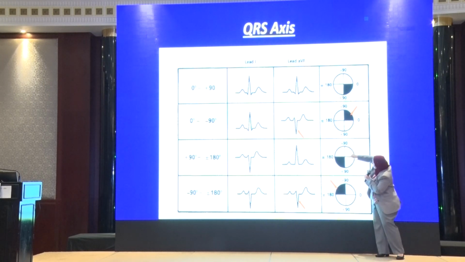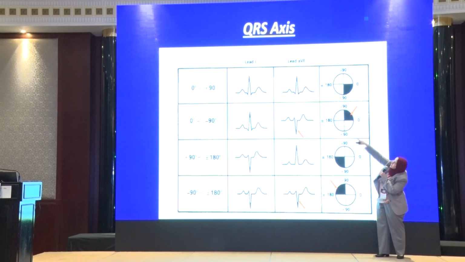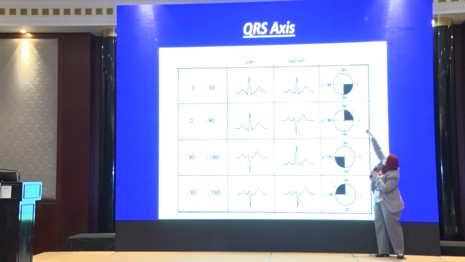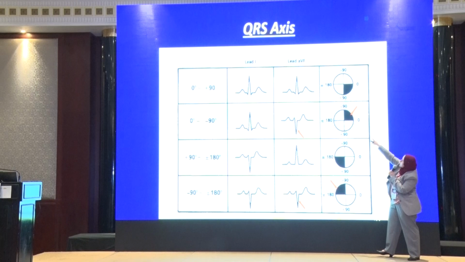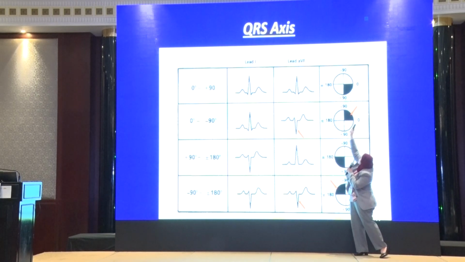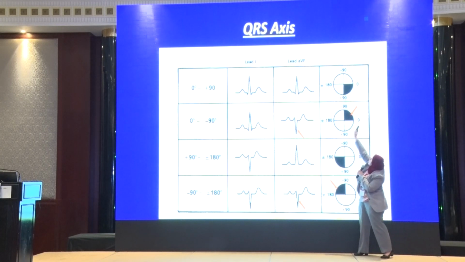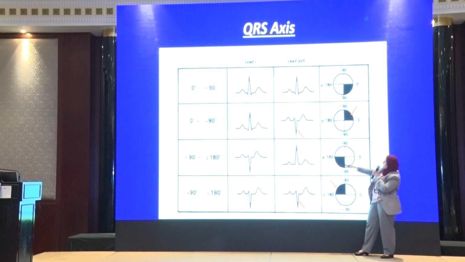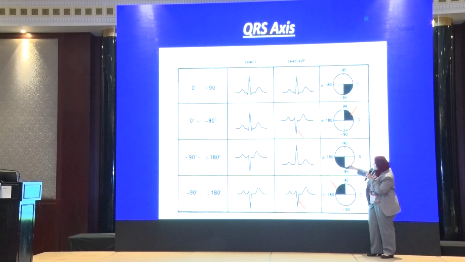And this represents lead 1 and this represents AVF. Okay, so in the first case, lead 1 is positive, so it's here, and lead AVF is positive, so it's down, so the axis is in this square. In the second one, it's positive in lead 1 and it's negative in AVF, so it's up. So this patient has left axis, okay? Here it's negative in lead 1 and positive in AVF, so this patient has right axis.